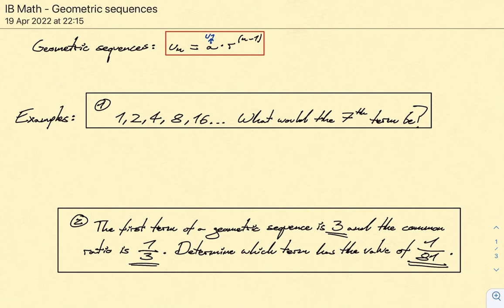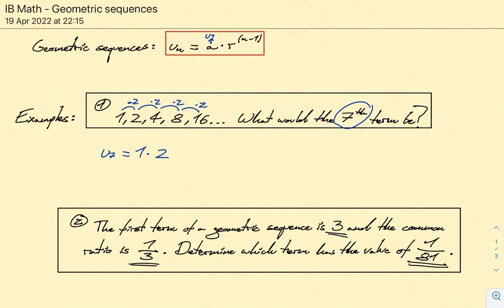Now we'll go to our first exercise. They give us a geometric sequence, where we have already identified before that there's always multiplication by 2: 1, 2, 4, 8, 16. And they ask us, what would the 7th term be? Well, the 7th term is u7. That will be equal to a, which is our first number in the sequence, which is 1, times r. Our common ratio is equal to 2.